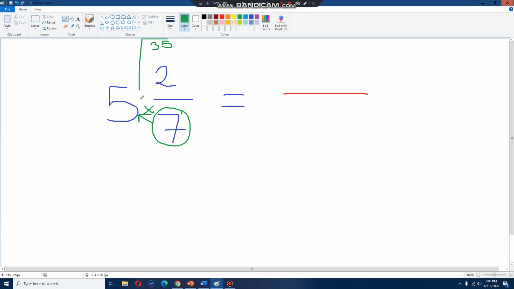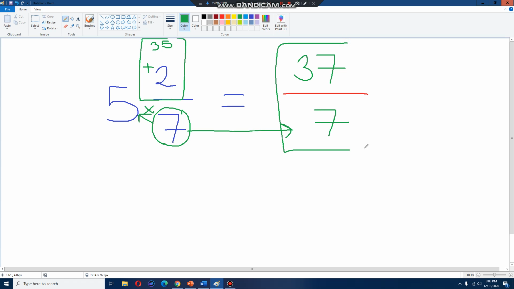And what do I do with these two numbers right here? You add them. 35 plus 2 equals 37. And then the denominator is whatever this number is, and that's a 7. And there we go. The answer: 5 2/7, mixed fraction. When I turn it into an improper fraction, it is 37/7. That's how you do it. It's simple as that. Let's try another one.